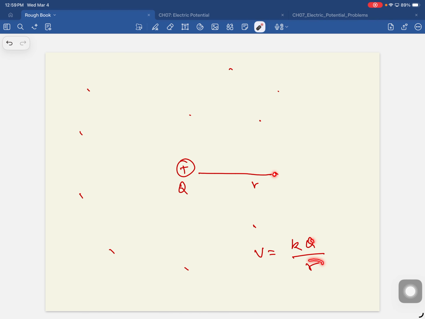As you go further, if the charge is negative, this is negative, but here it's a smaller negative number, so the potential is increasing in that direction. And if it's a positive charge, the potential is decreasing in that direction. So this is the formula for the potential from a point charge, and that's what we're going to derive.